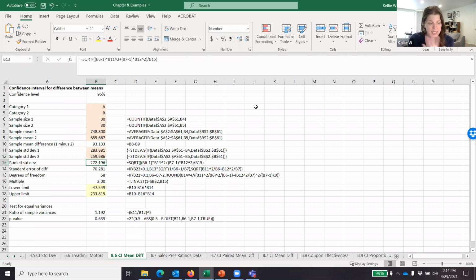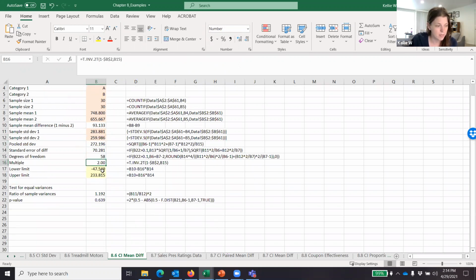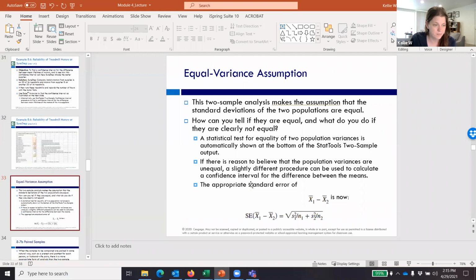Then there's the pooled standard deviation that is already calculated for us. And then we have this new standard error, our new degrees of freedom, and our multiple, for which we used the T distribution, two-tailed. So note our lower limit is now negative and our upper limit is positive. That indicates to us that the suppliers are not really all that different.